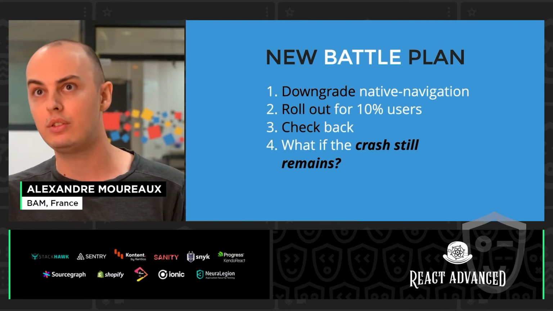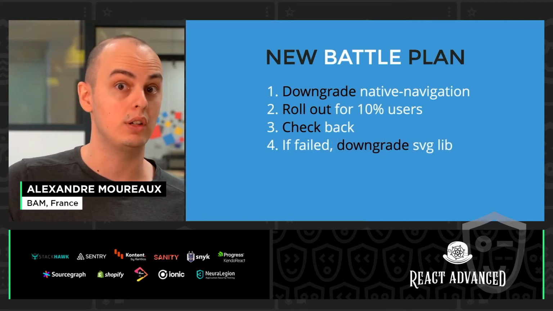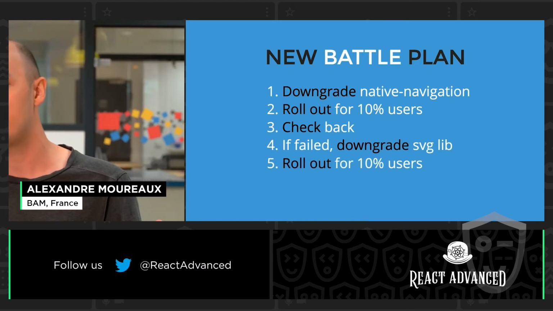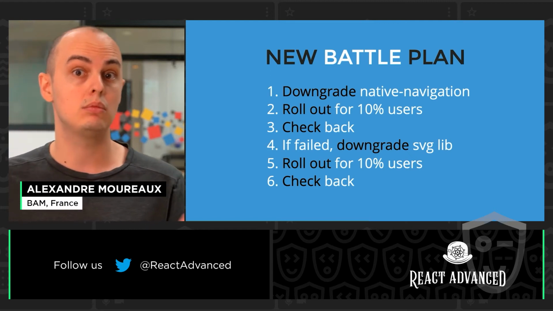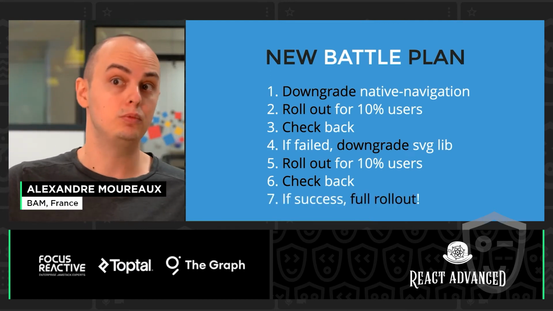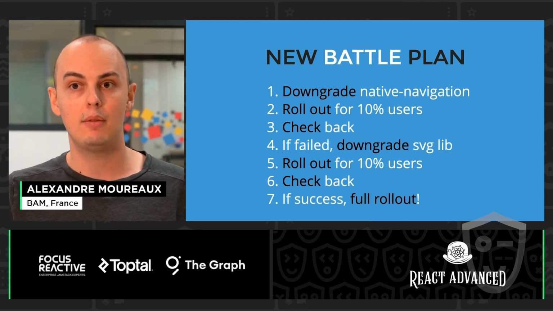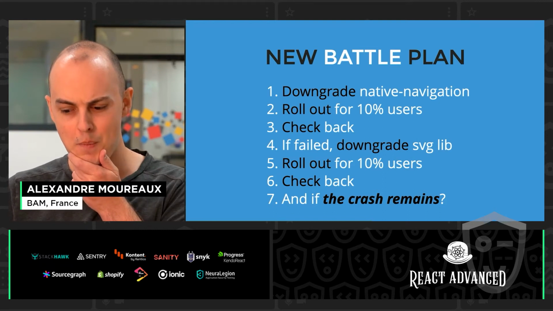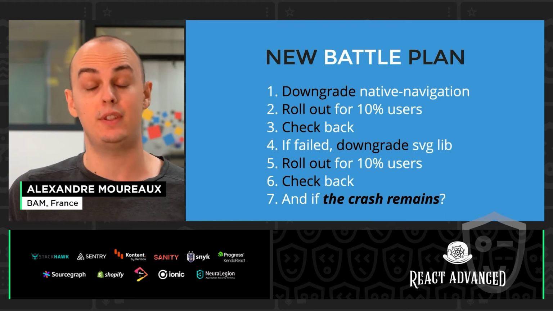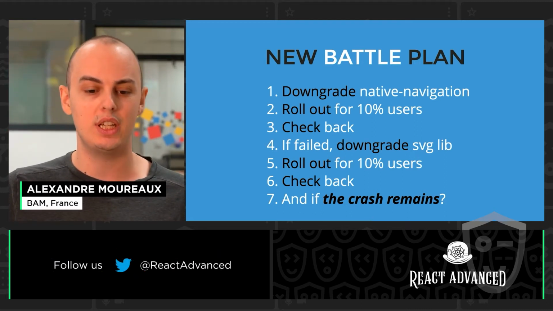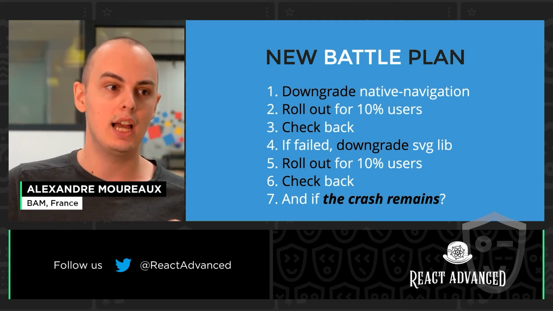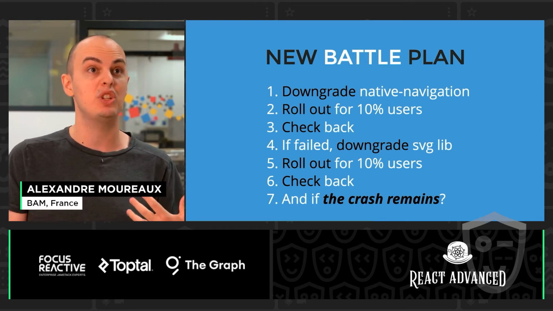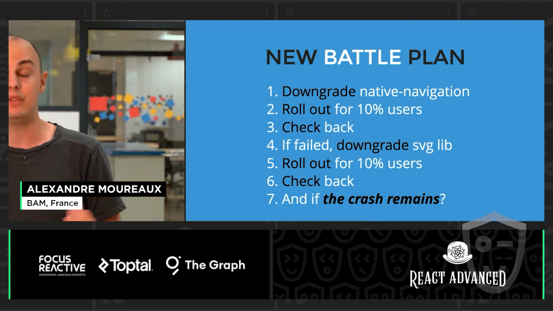Okay. I guess in this case, let's just downgrade the other one, the SVG library, and, well, we do the same. We roll out to 10% of our users. We check back. If success, yeah, full rollout. Okay, cool. We won. But what if, again, that didn't fix the crash? So this would actually mean that we upgraded our app twice, and each time 10% of our users got an update which didn't do anything and didn't fix the crash.